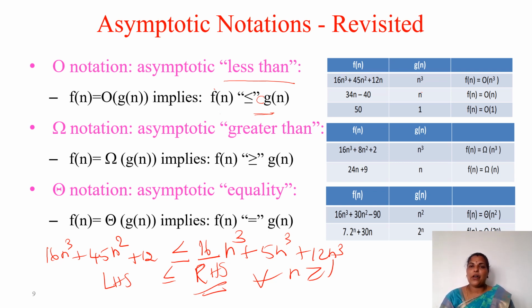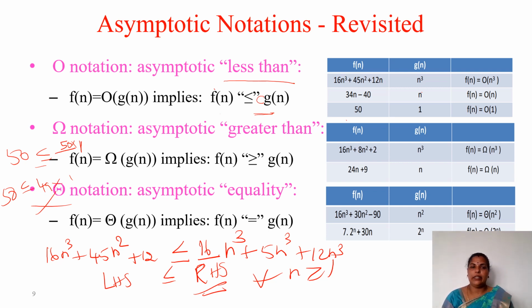Similarly, for the next function 34n minus 40, and g of n is n, here also we can write 50 and 1. So how can you write 50 less than or equal to dash 1? Here we can write at least 50, which is also satisfied. So 50 into n, it is equal, 50 equal to 50. So we can write f of n equal to big O of n. But if you write 50 less than or equal to 49 into 1, this condition is false. Here we can't write it like this. Always we have to satisfy the condition.